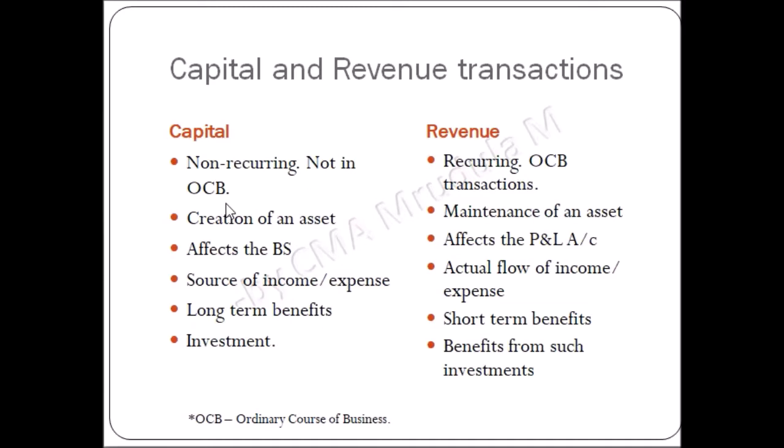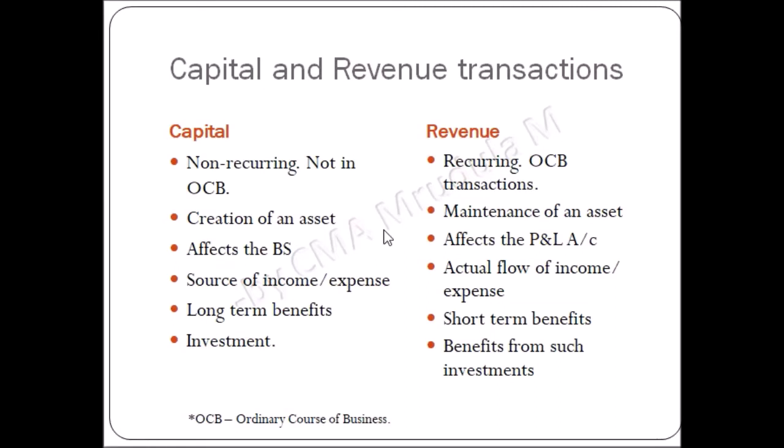Capital transactions are non-recurring, that is, non-repetitive in nature, and do not occur in the ordinary course of business, whereas revenue items and transactions are repetitive in nature and occur in the ordinary course of business, that is, sale and purchase. Capital items or expenditures are mostly related to creation of an asset, that is, purchase of an asset, whereas revenue items or transactions mostly deal with maintenance of the asset purchased. So, a capital transaction is a source of income or an expenditure, whereas revenue transactions are the actual flow of the income or expenditure.